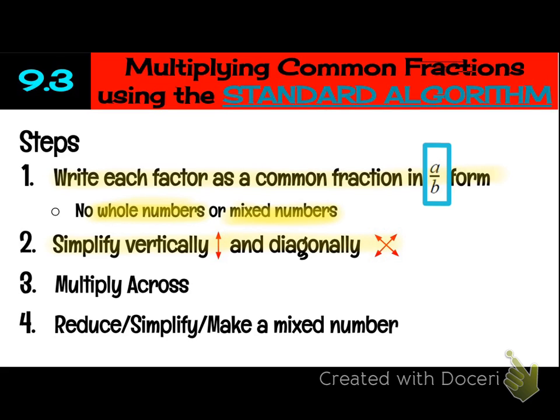Vertically is when you're looking up and down, and diagonally is when you're looking at the diagonals of the fractions. Come up with a system of what you always check so that you consistently remember to check everything. Once you've simplified, then you multiply across, and then what you have left is something that you can reduce, simplify, or make a mixed number. Now remember, if you have reduced and simplified everything from step 2, the only thing you'll have to do in step 4 is change it to a mixed number.